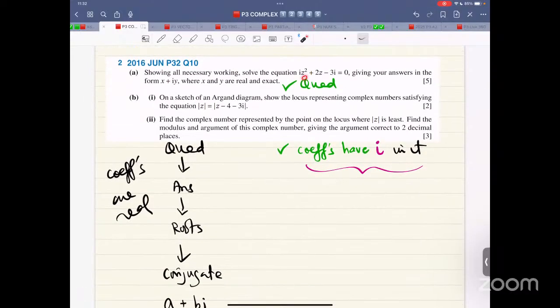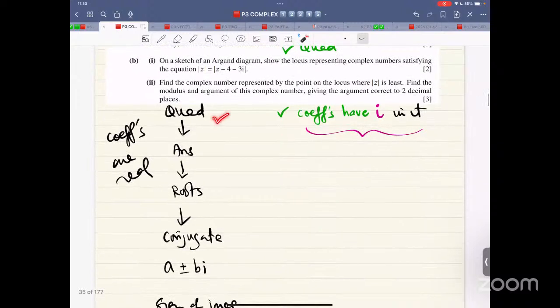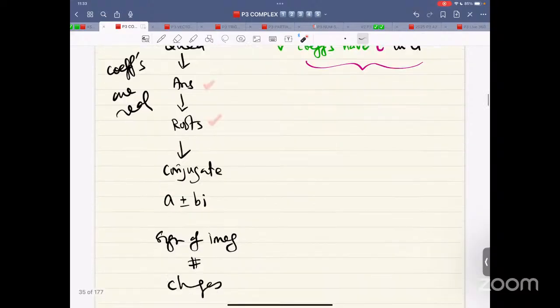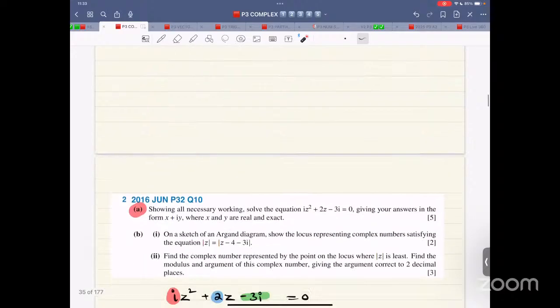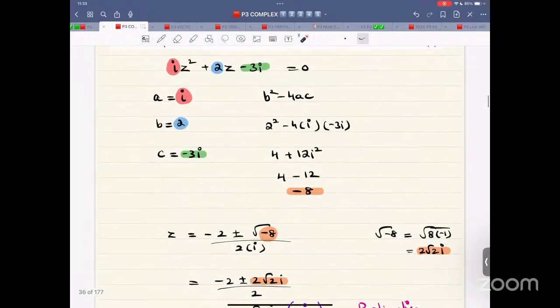The coefficient of z square is i. The coefficient of z is a constant, 2, a normal real number. The constant term is negative 3i. So in a quadratic equation, if the coefficients are real, the roots are conjugates. The sign of the imaginary part changes. But over here, look at this.